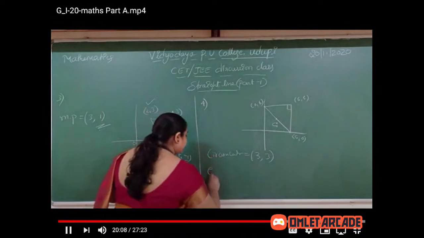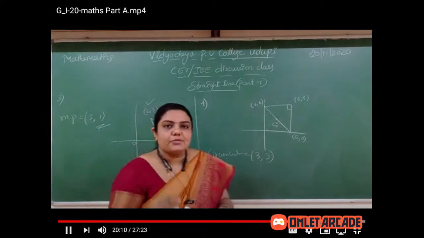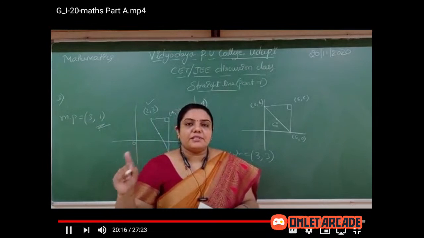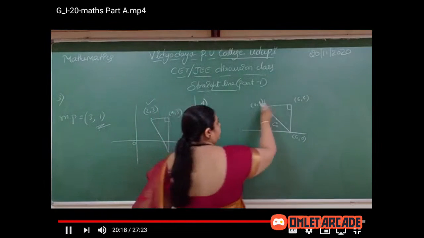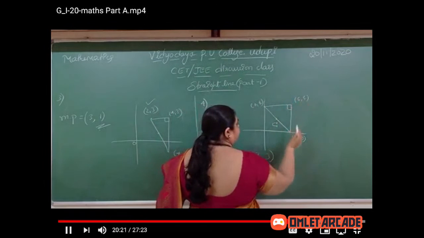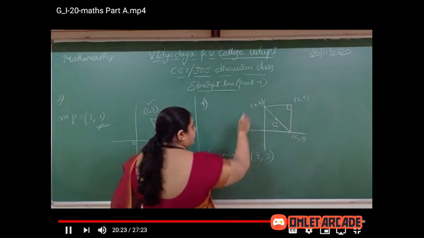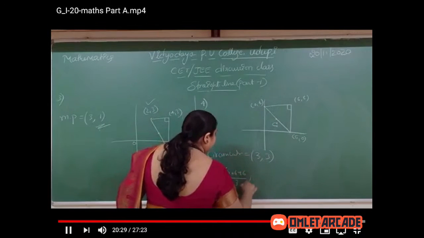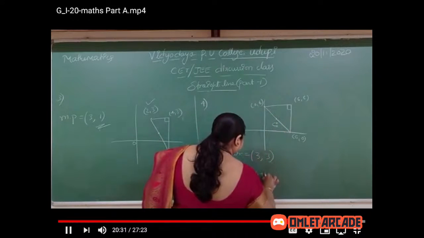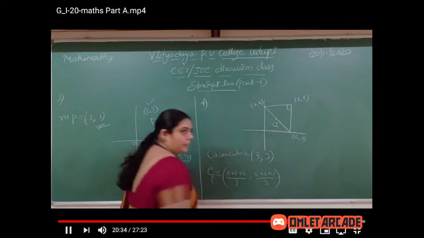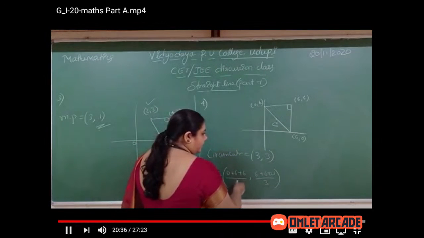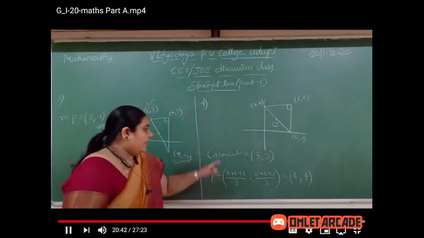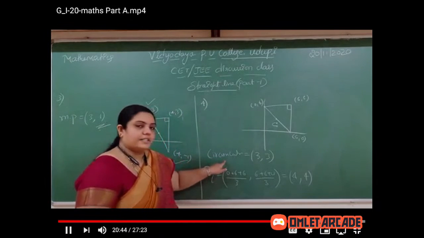You know the centroid formula, is it clear? See the formula, x1 plus x2 plus x3 divided by 3, y1 plus y2 plus y3 divided by 3. So we'll take points x1, y1, x2, y2, x3, y3. Let me substitute everything. 0 plus 6 plus 6 divided by 3. Next 6 plus 6 plus 0 divided by 3, isn't it? So how much will you get here? 12 by 3, which is 4. Similarly. So we have both the centroid and circumcenter.